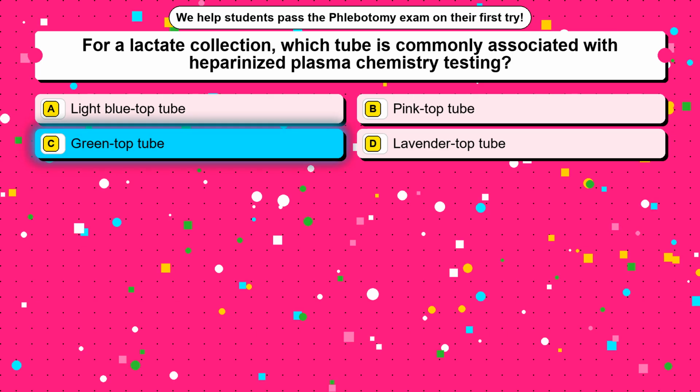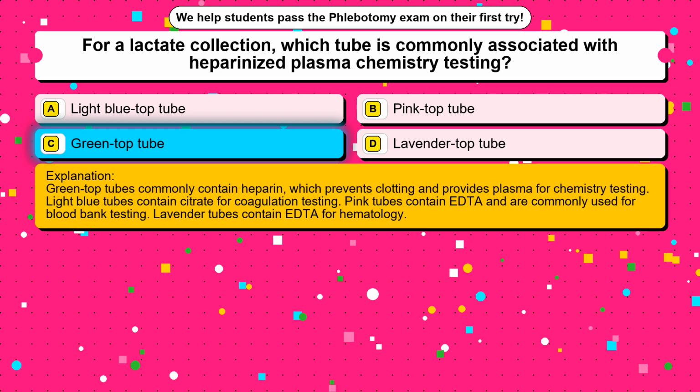Green top tube. Green top tubes commonly contain heparin, which prevents clotting and provides plasma for chemistry testing. Light blue tubes contain citrate for coagulation testing. Pink tubes contain EDTA and are commonly used for blood bank testing. Lavender tubes contain EDTA for hematology.